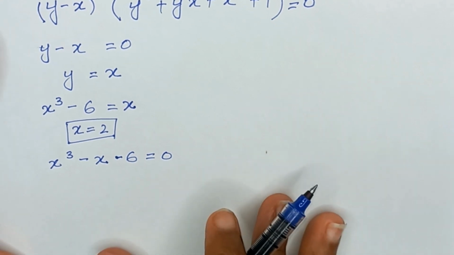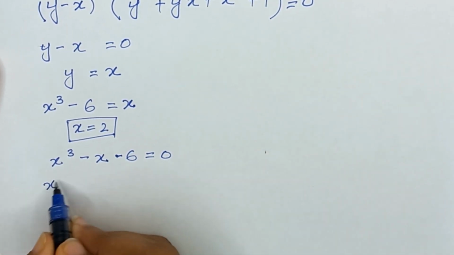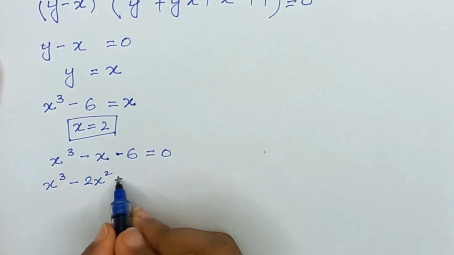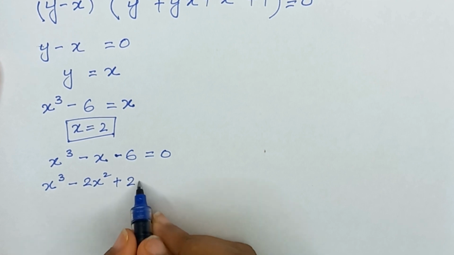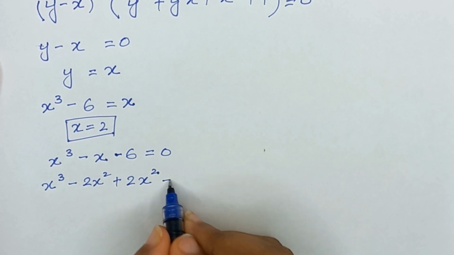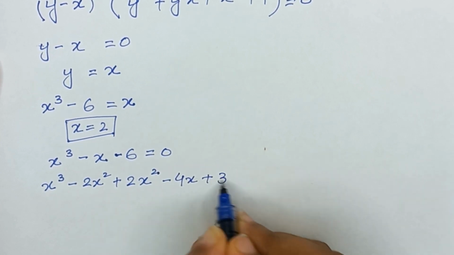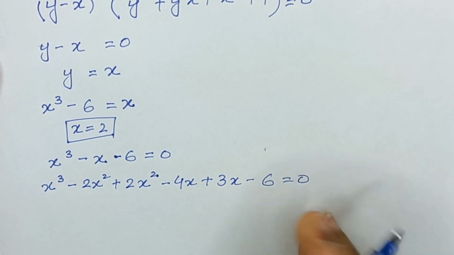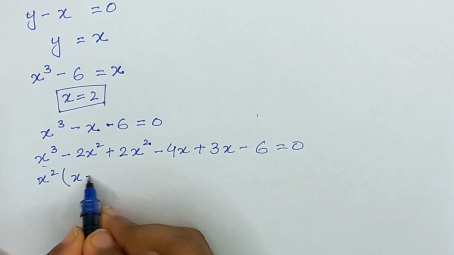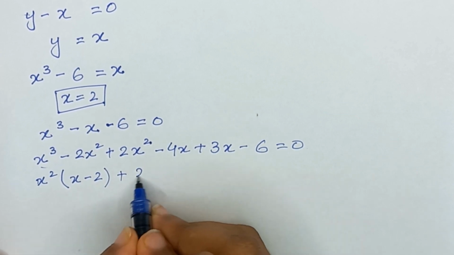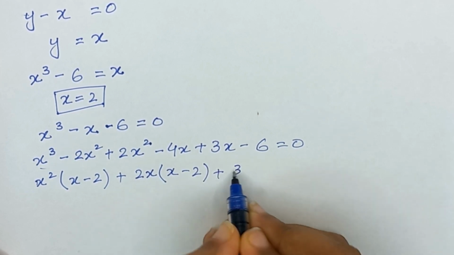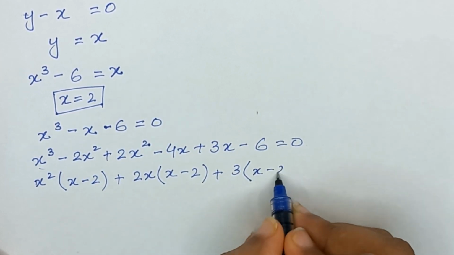So I will use grouping and factorization, as I will write it as x cube minus 2x square. Here x square is missing, so I will just write negative 2x square and also positive 2x square. And this minus x can be written as minus 4x plus 3x minus 6 is equal to 0. Okay, so from these two terms I have x square common and it will be x minus 2. Now 2 is a common factor and x is also, so it will be x minus 2. And from here 3 is a common factor and it will be x minus 2 is equal to 0.